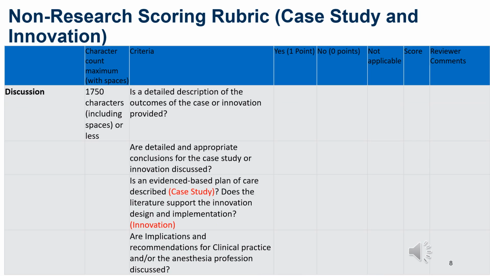The next section in the scoring rubric is the discussion section. Again, please note there is a character limit of 1,750 characters, and again, that does include spaces. So the criteria for this section is a detailed description of the outcomes of the case or innovation provided. Are detailed and appropriate conclusions for the case study or innovation discussed?